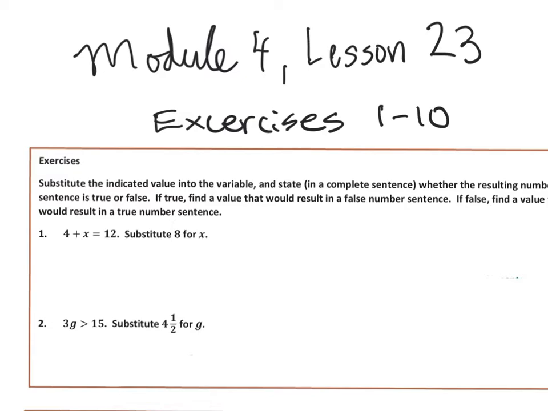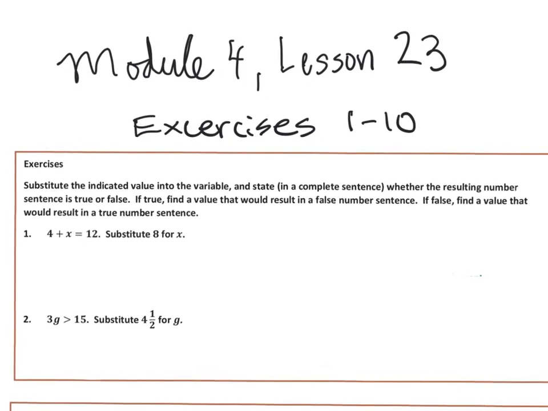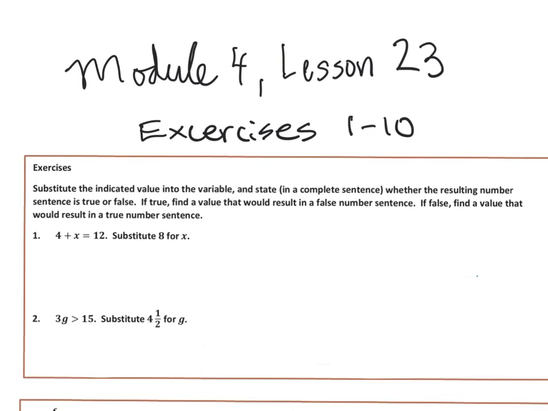First thing we're going to do is we want to read exactly what it's asking of us. And you can see that the directions are right here. So we'll go ahead and read them. So exercises, and it says substitute the indicated value into the variable and state in a complete sentence whether the resulting number sentence is true or false. If true, find a value that would result in a false number sentence. If false, find a value that would result in a true number sentence.